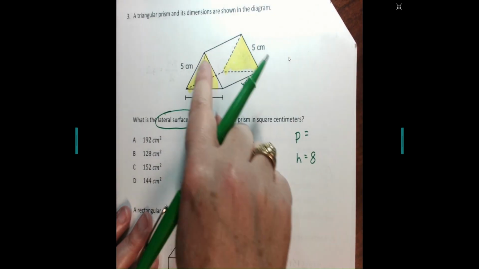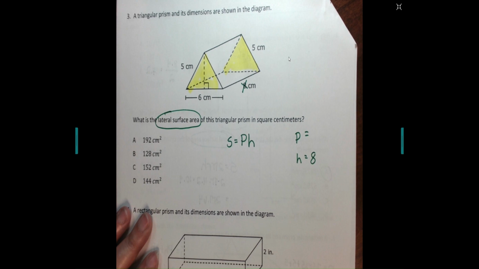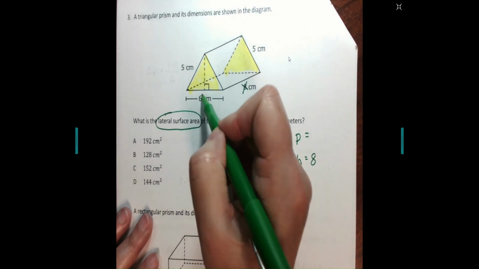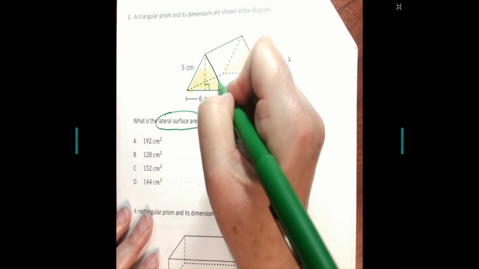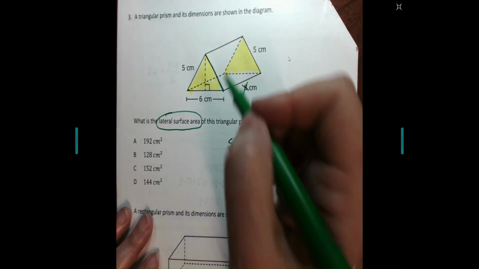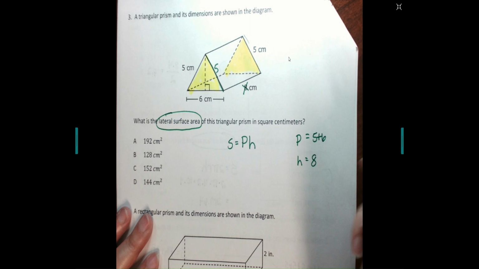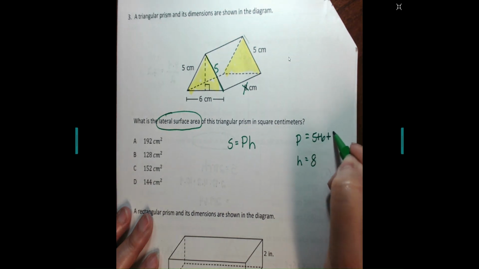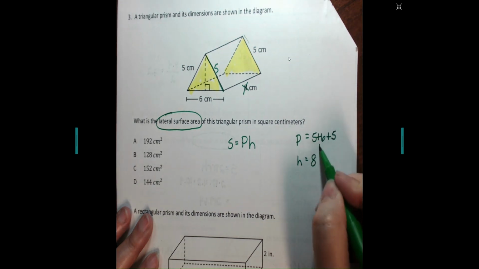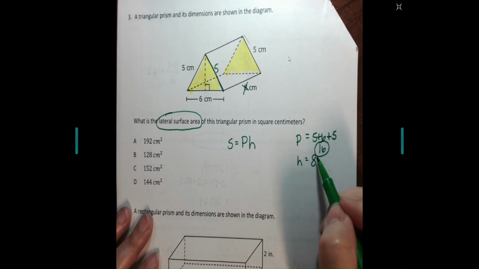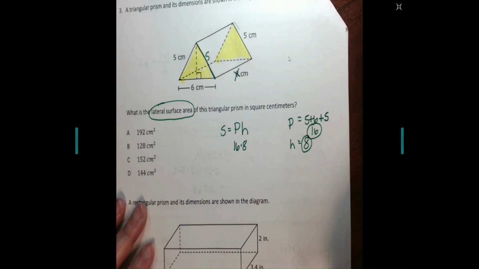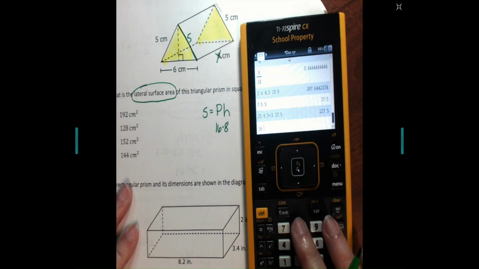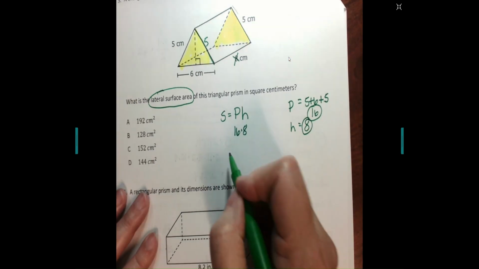Now we just need to find the perimeter of the triangle. What numbers do I need to add together to find the perimeter of the triangle? 5 and 6. There's 3 sides to a triangle. 5 and 6 are 2 of them. How long is this one? Also 5, right? If this is 5, so is this. So 5 plus 6 plus 5. 5 and 5 is 10, plus 6 is 16. So our perimeter is 16 and our height is 8. Now we just plug it in. 16 times 8 is 128. 128 is correct.